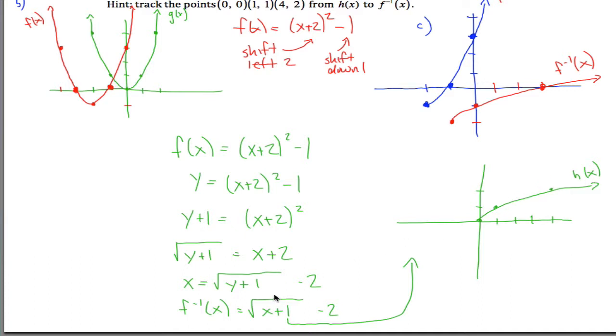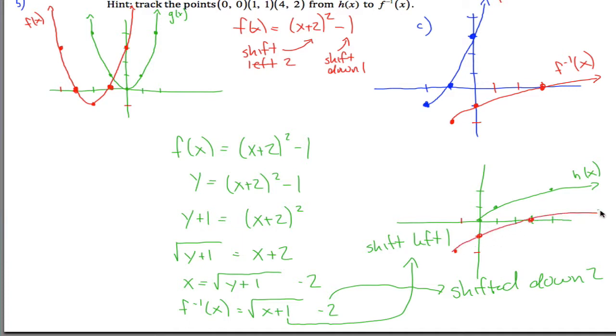But I don't want the graph of the square root of x. I want this guy, which is the graph of the square root of x shifted left by 1 for this plus 1, and then shifted down by 2 for this -2. So what I do is I take all these points and move them left by 1, down by 2, left by 1, down by 2, left by 1, down by 2, and what I get is exactly f inverse of x. Bam.